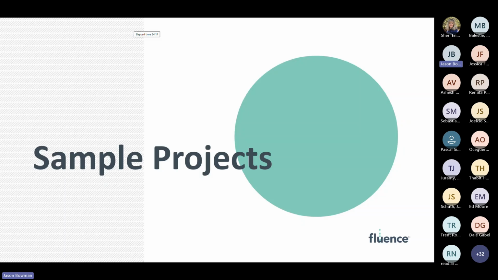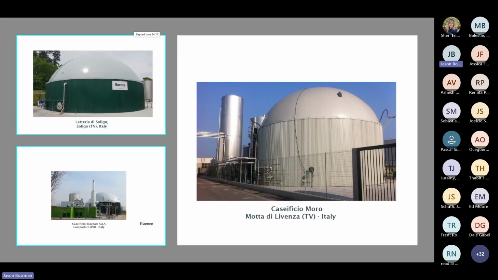All right, now that we've covered the technical and application side of things, let's check out a few sample projects. Now, we as Fluence have been quite successful within the dairy space. I guess having our core operations, our core biogas center of excellence located in Europe, Italy specifically, has allowed us to have access to some of the most prominent regional and global dairy companies. So here we have a few systems highlighted within the dairy processing industry.